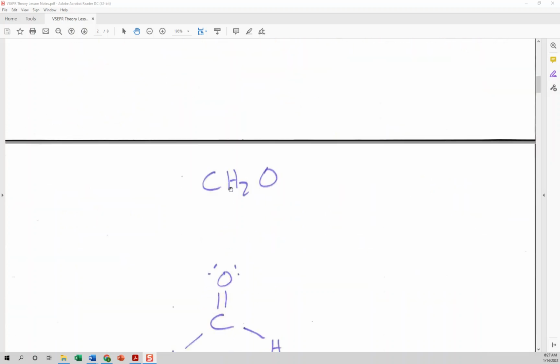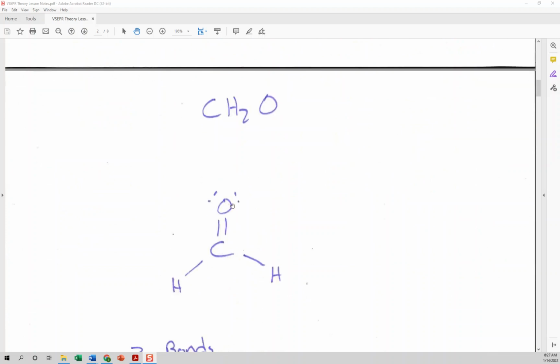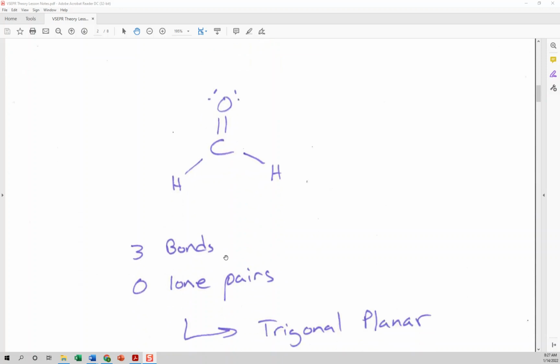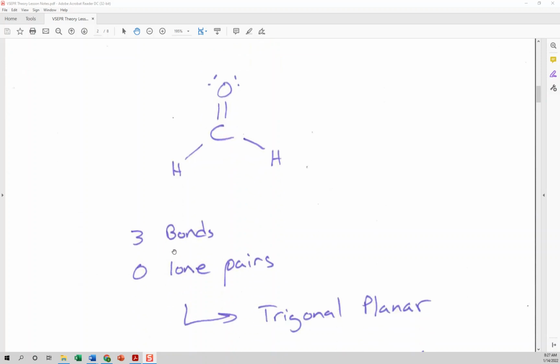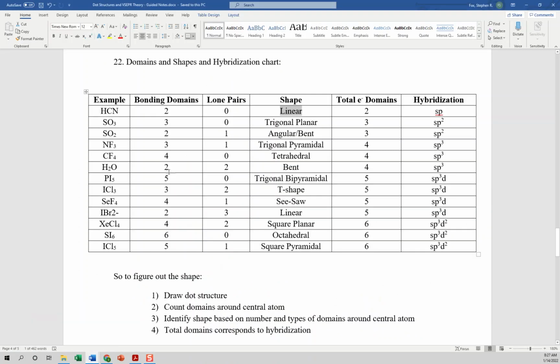This is formaldehyde, CH2O. Again, we're just going to go straight to the dot structure. If you followed your steps for drawing dot structures, you would end up with this structure here, okay? And now I want to know the shape. So I look at the central atom. I have 3 bonding domains and 0 lone pairs or unshared pairs around the central atom. If I look at my chart, 3 bonds, 0 lone pairs, that's trigonal planar. But let's just double check: 3 bonds, 0 lone pairs, we have trigonal planar geometry.